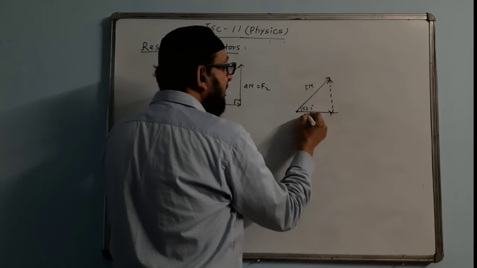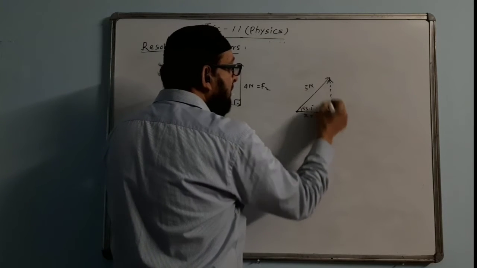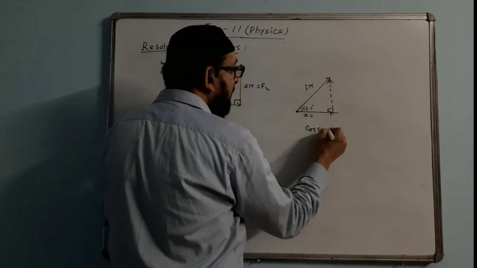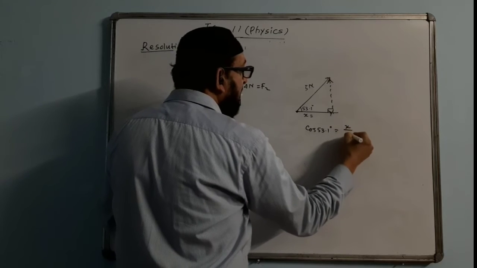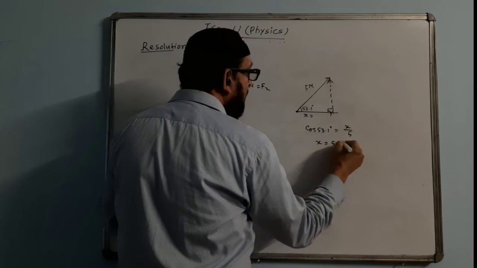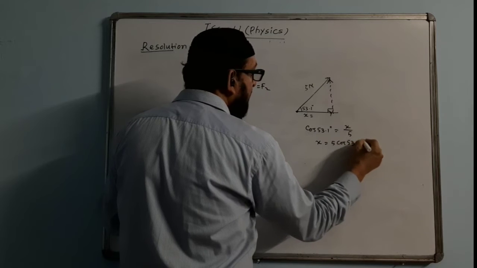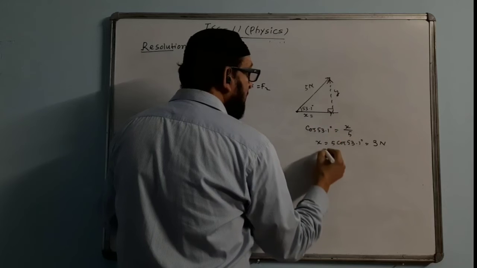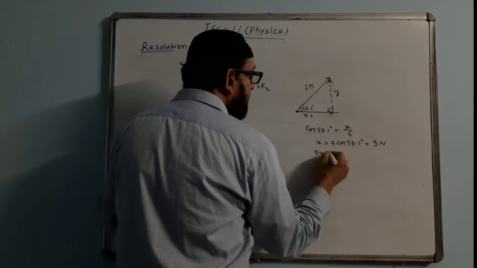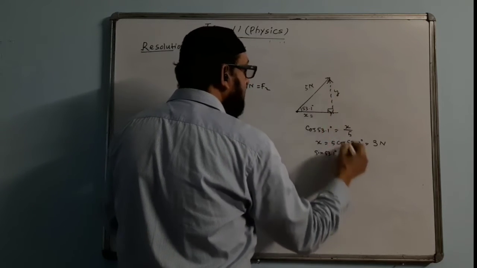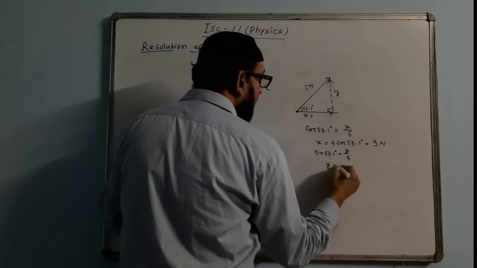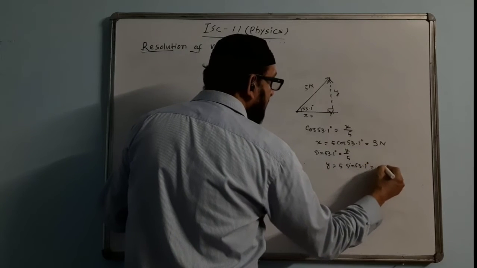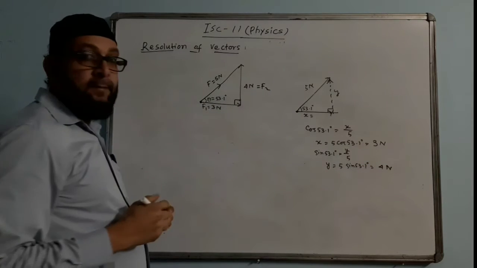If this vector is suppose x, we can use trigonometry. We can write cos 53.1 degree is equal to x by 5. Therefore, the x value will be 5 cos 53.1 degree. Find the answer. The answer will come 3 Newton. And this is suppose y. We will be using sine component, sine value, y by 5, and the value of y will be 5 sine 53.1 degree, and the answer will come 4 Newton. These two answers will come back.